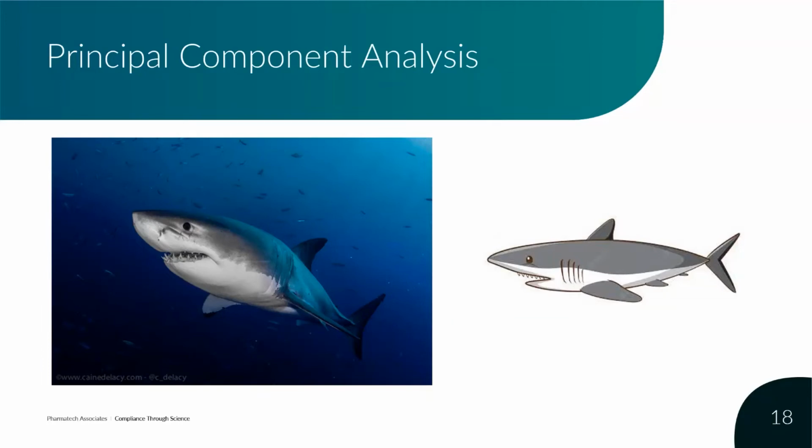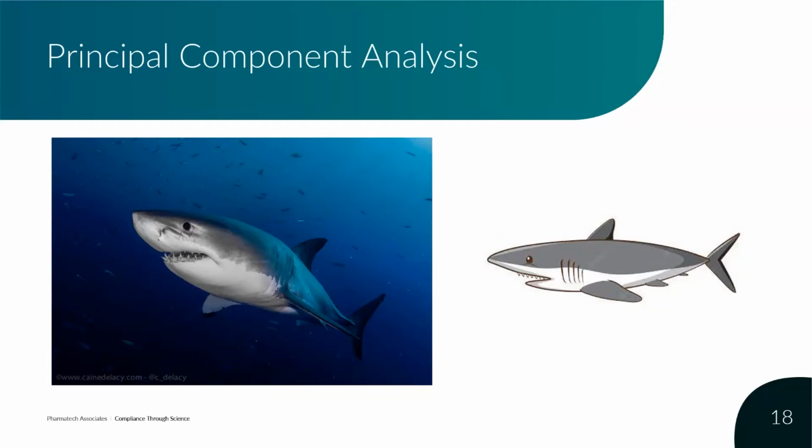What are the principal components? What are the primary drivers to allow you to discern a difference in the statistical analysis? And I do know that, yes, these are both two-dimensional pictures of sharks, but one kind of looks three-dimensional. But I think you can see the point.